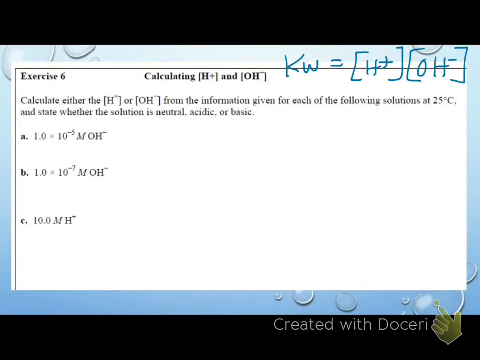I don't really know. So, all right, this one is giving us a concentration of hydroxide. So it wants us to calculate the hydrogen. If we want to calculate the hydrogen concentration, we can do 1 times 10 to the negative 14.